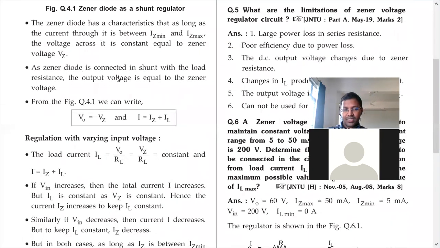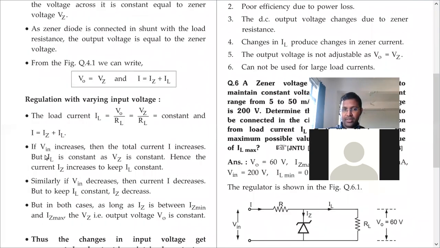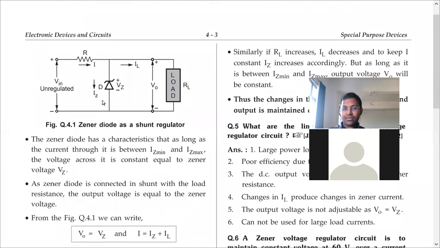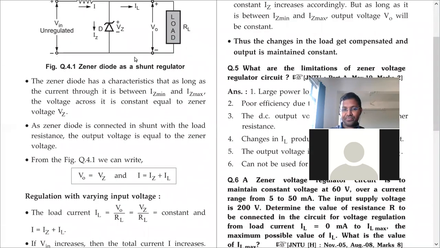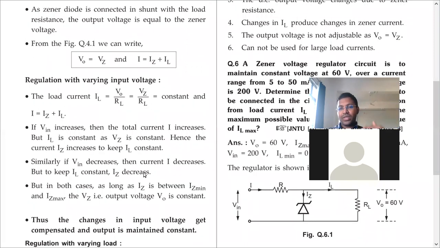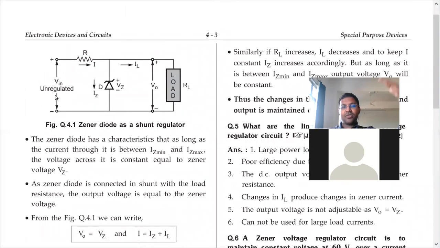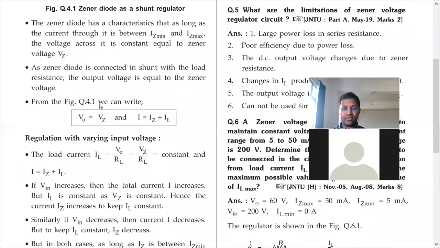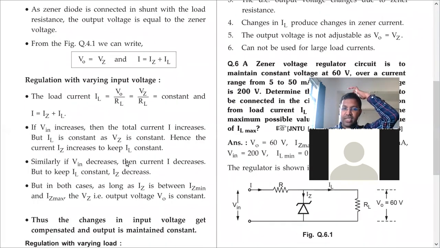So this is the operation which takes place. Let us see point by point. If Vin increases, then the total current I increases, but IL is constant as Vz is constant. Hence, IZ increases to keep IL constant. So this increases and this will be constant. Next case, what happens if input voltage reduces? This also we have seen. When input voltage reduces, I reduces, IL is constant, so IZ will reduce. Similarly, if Vin decreases, then I decreases to keep IL constant.